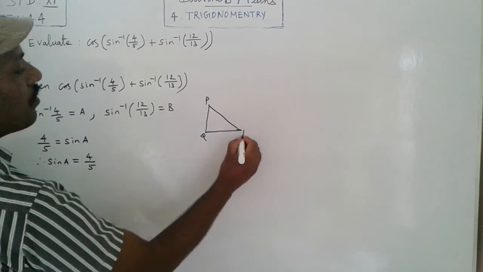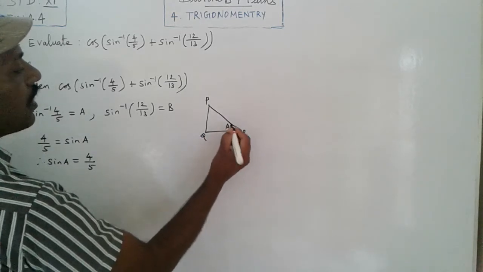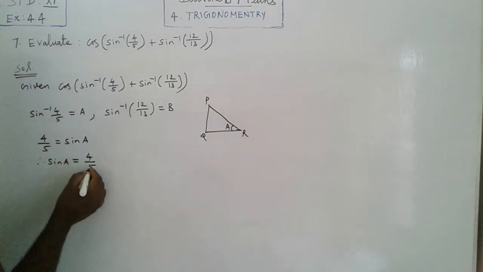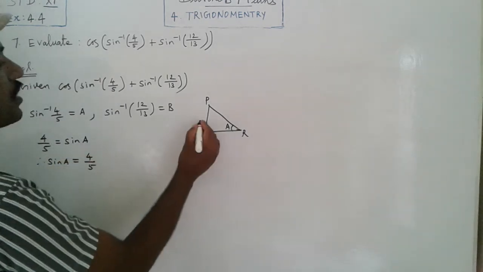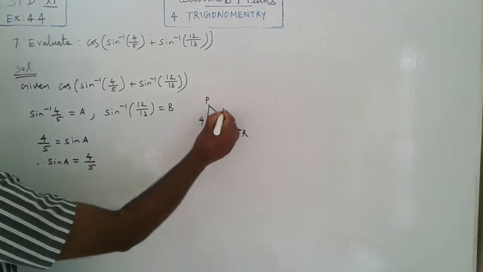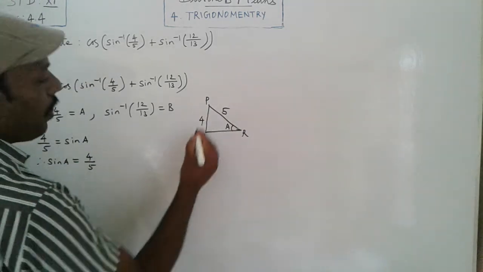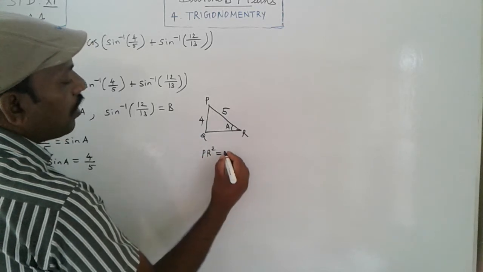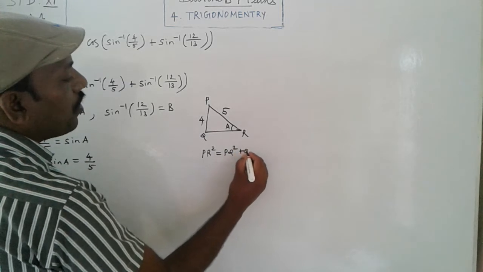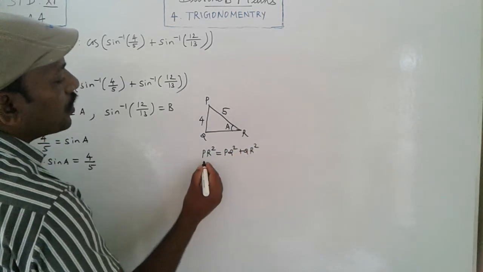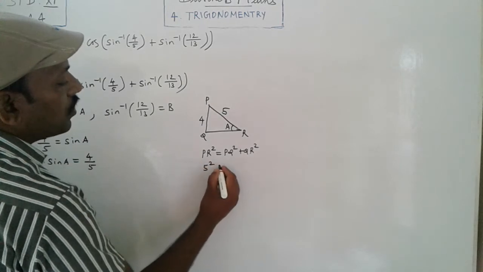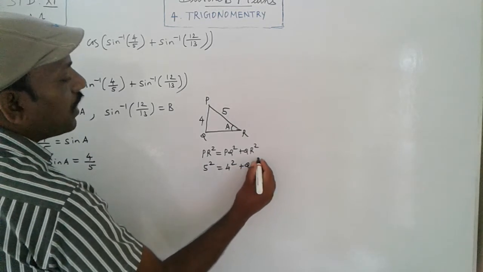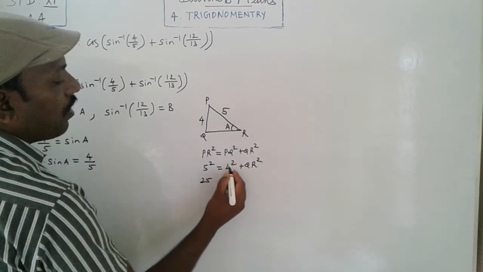P, Q, R. We should take this as angle A. Then sin A is opposite divided by hypotenuse. Opposite is 4, hypotenuse is 5. Then for the other side, we should find out PR square. We know that PR square is equal to PQ square plus QR square is the formula. So we substitute: PR square, 5 square, equal to PQ square, 4 square, plus QR square. 5 square is 25, 4 square is 16.